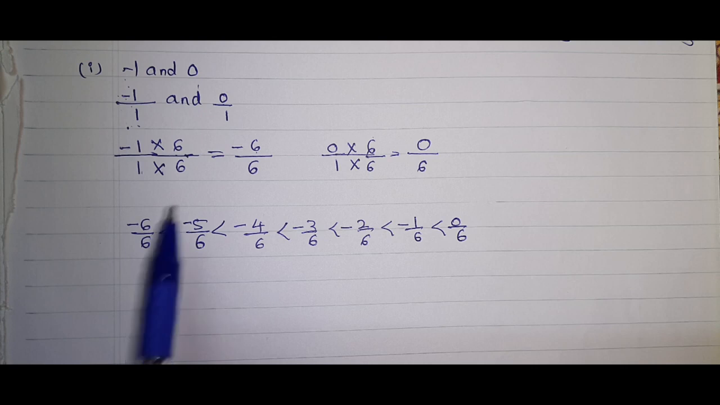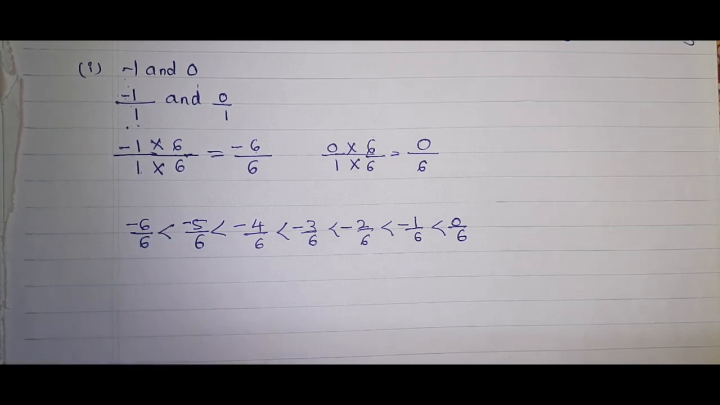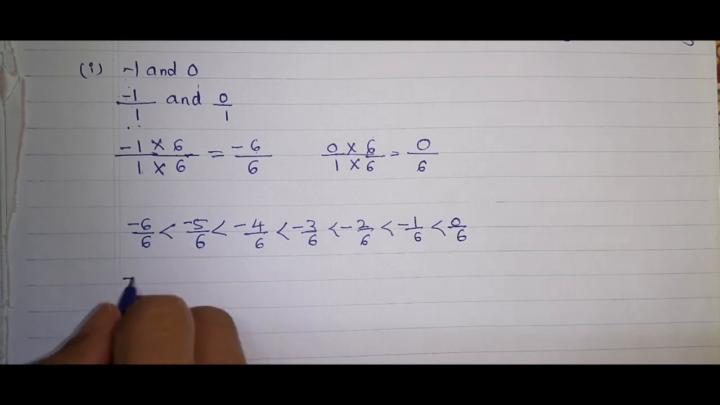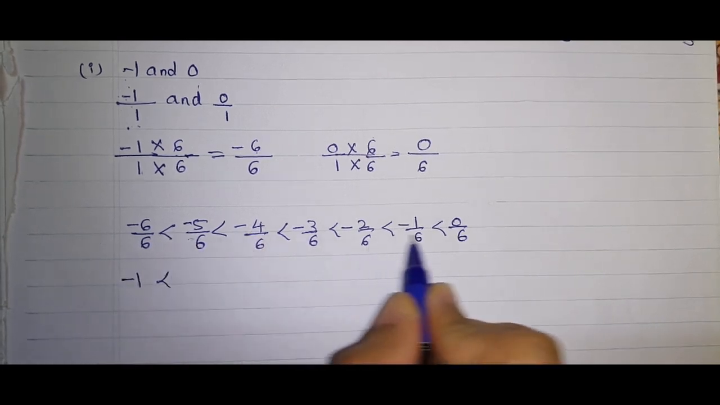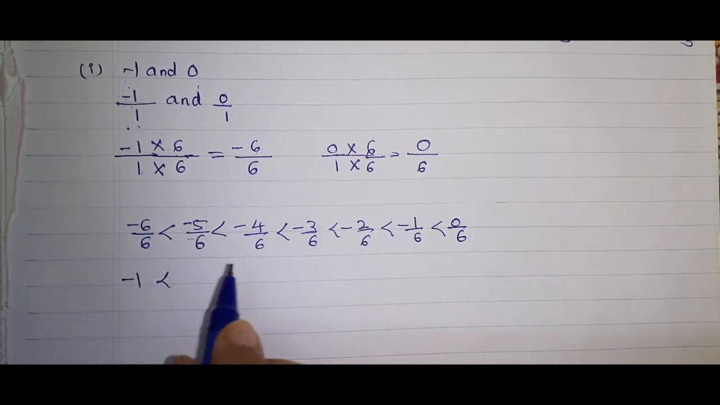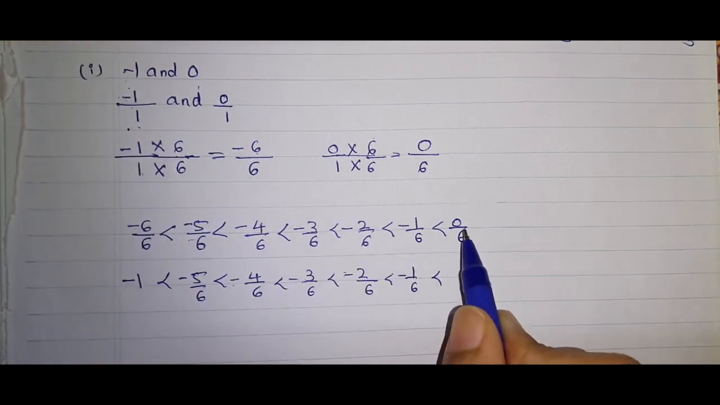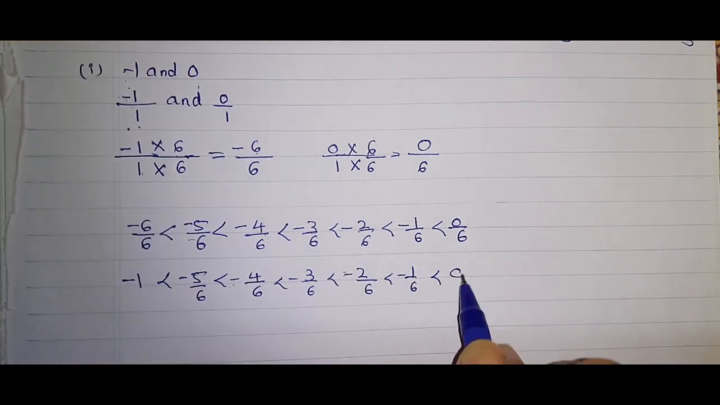Now, minus 6 divided by 6 is nothing but minus 1. Now, let me write these numbers as it is. Now, 0 divided by 6 is nothing but 0.